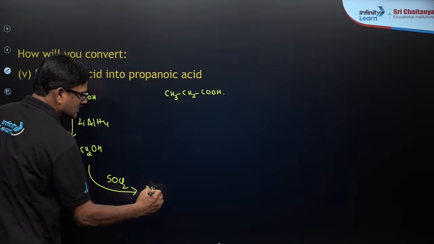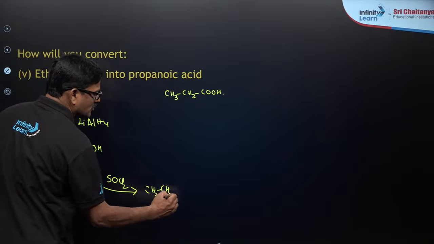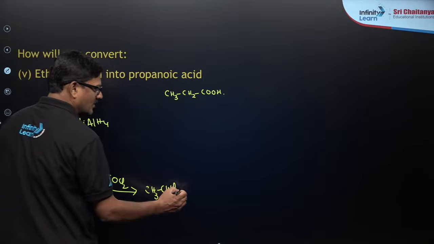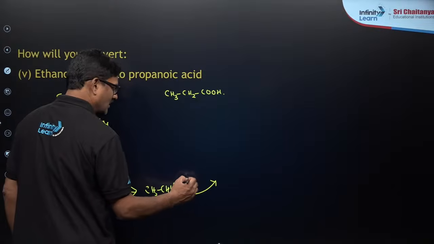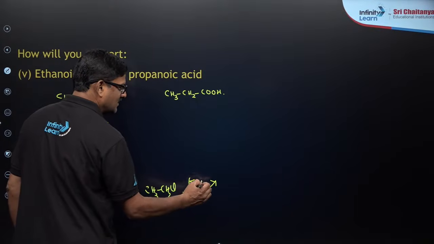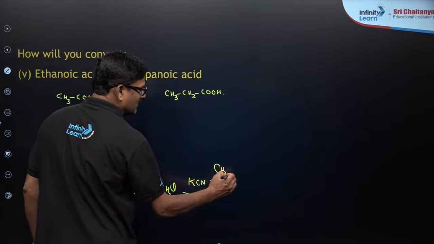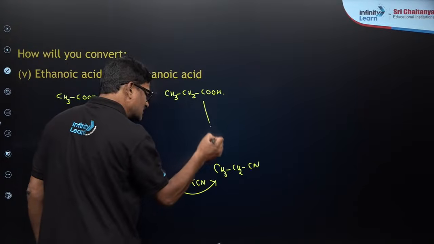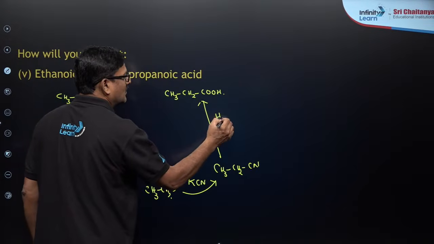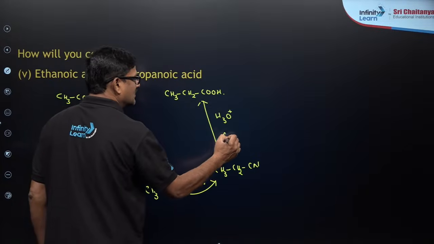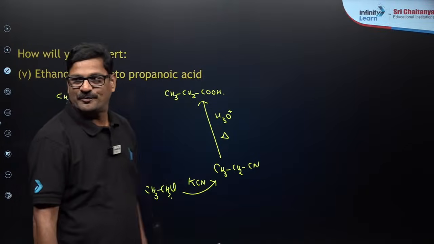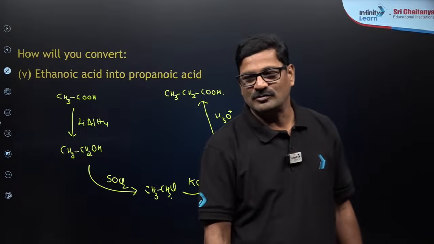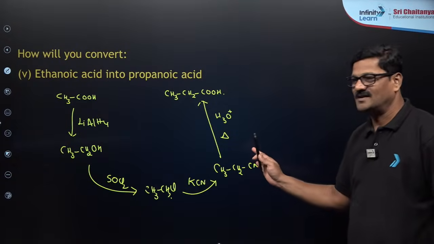You are going to get CH3CH2Cl. Now with KCN, it is going to give CH3CH2CN. Now this on hydrolysis, you are going to get this propanoic acid. Hope you understand this. Any doubt?